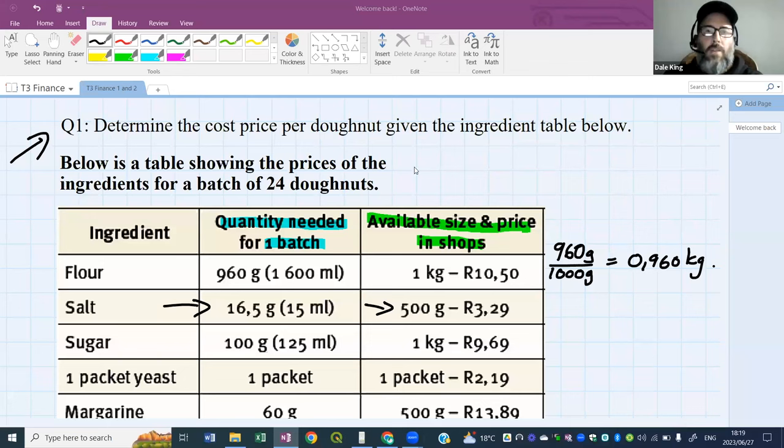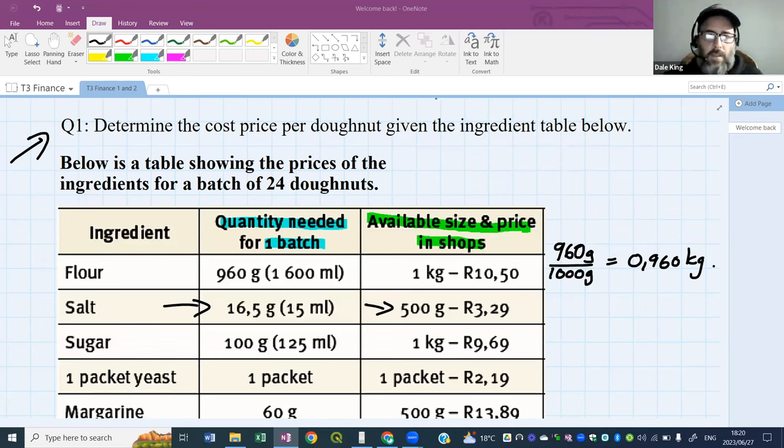What math should I do to work out how much the salt's going to cost me? Okay, who can tell me? Anybody have an idea?